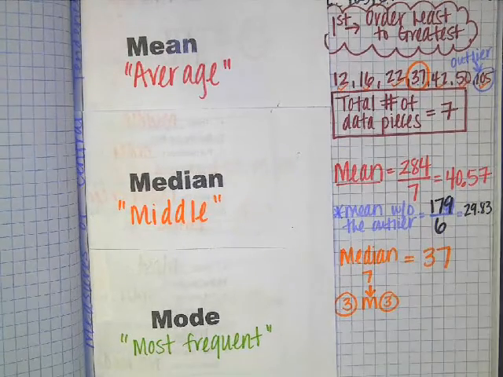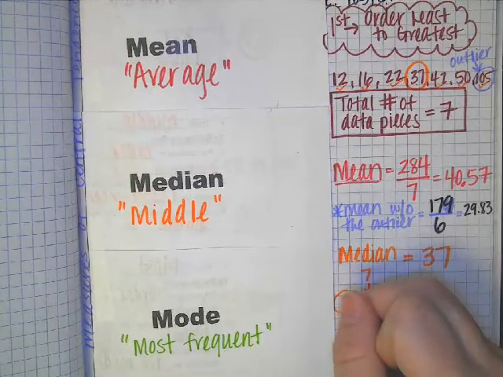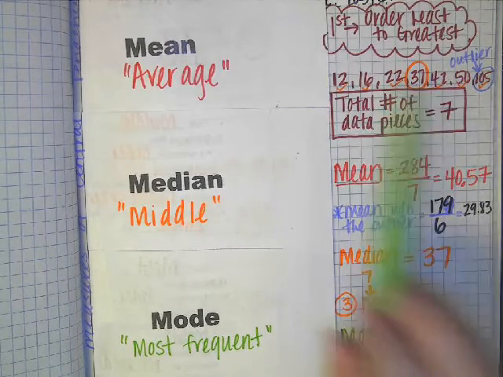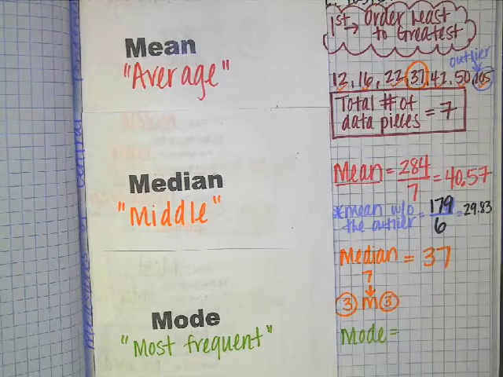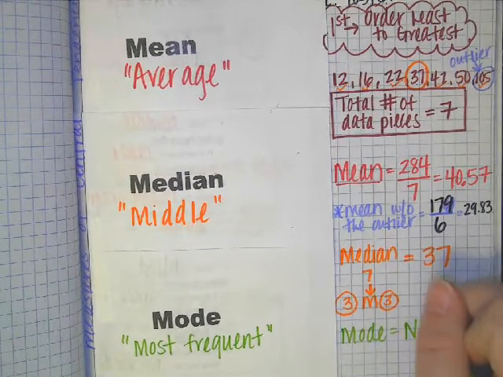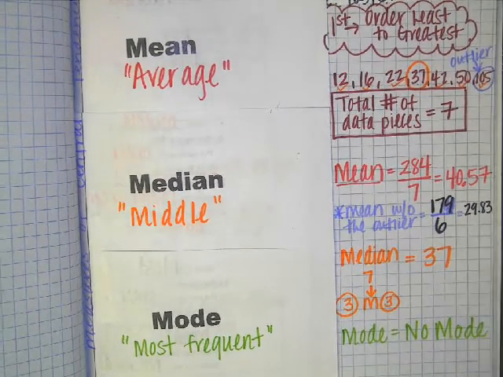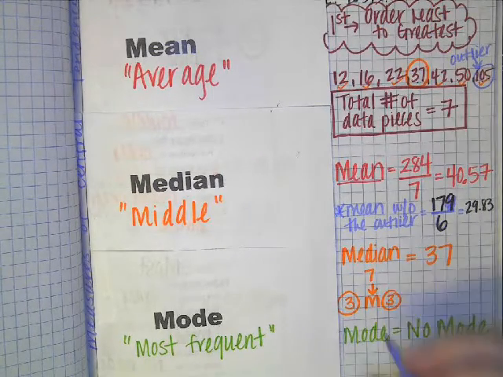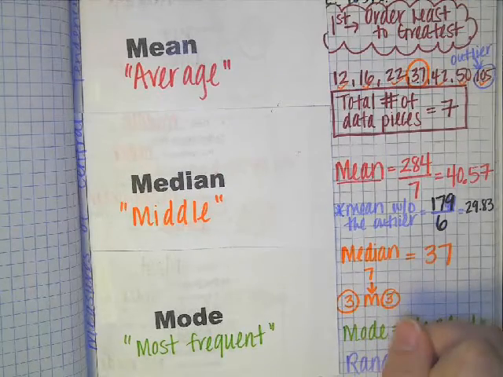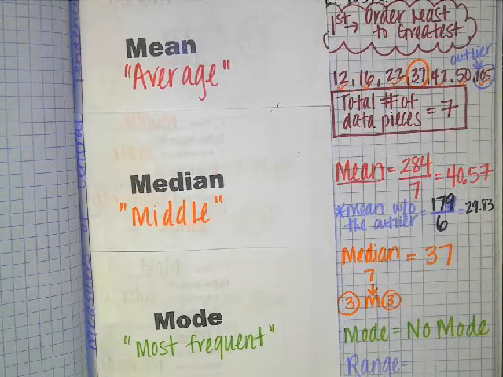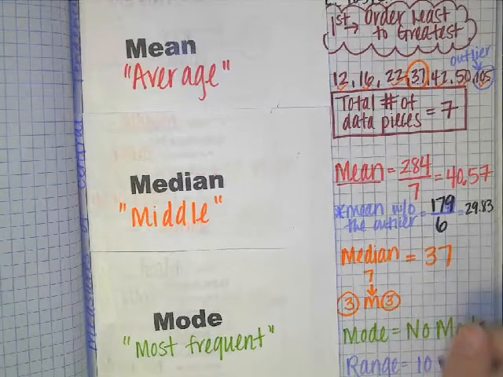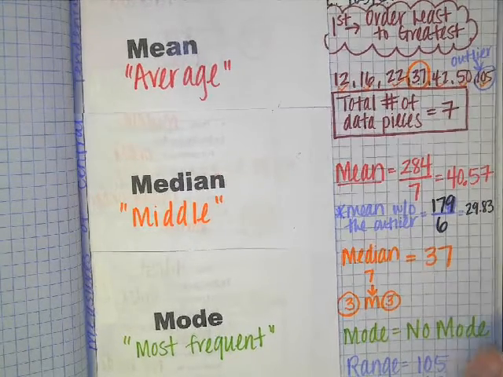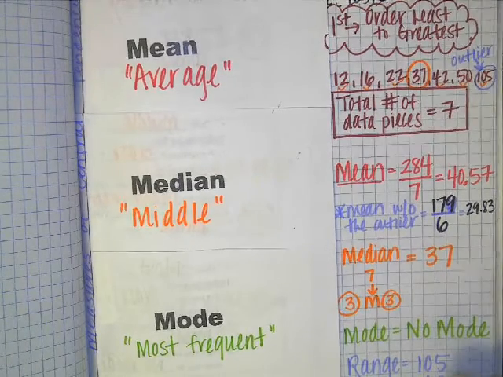Now, looking at this information, is there a mode, or number that occurs the most? Looking at this, each number only occurs once. Because of this, there is no mode. Last but not least, we're going to talk about the range. Remember, range is another way of saying difference. In this case, I notice that my biggest number is 105 and my smallest number is 12. 105 minus 12 gives me the total of 93.